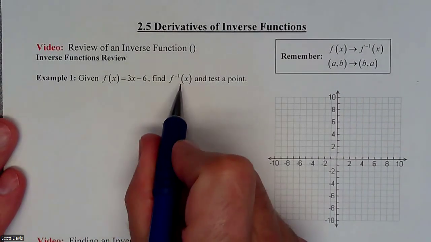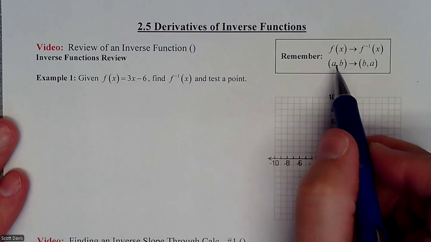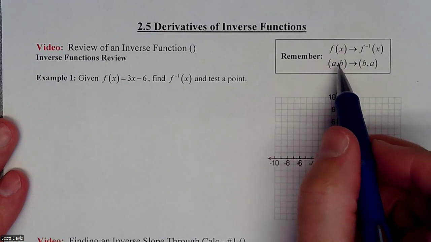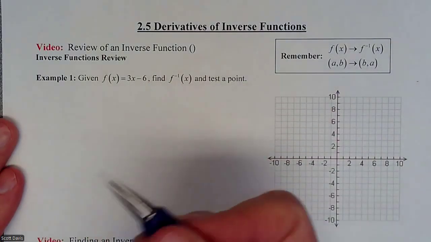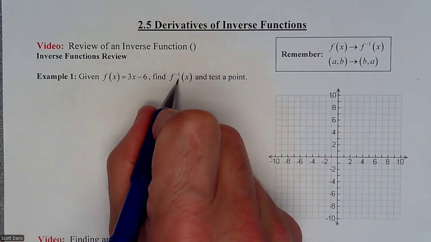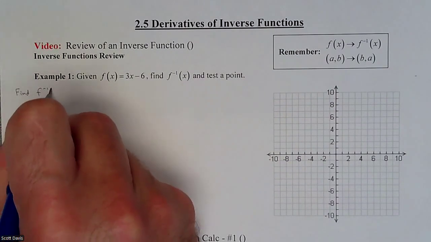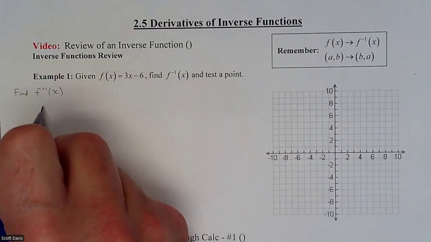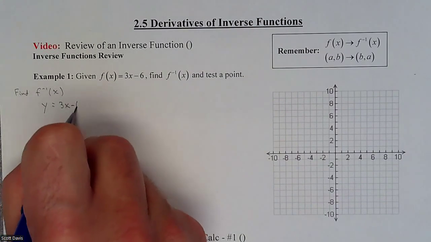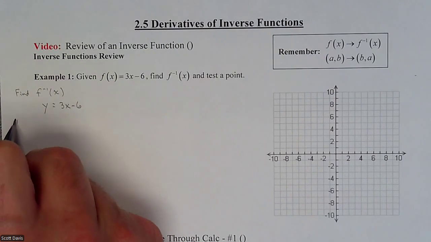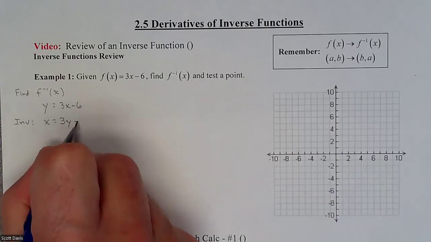This is our original equation and we want to find its inverse function. We remember that the whole main idea of an inverse is if you take any coordinate from an original function, the inverse is just going to be us switching the x's and y's. So if we're going to find the inverse equation, we're going to find f negative 1. We take our original equation and turn it into x's and y's, so 3x minus 6. And then I'm going to switch x and y. So our inverse is going to be x equals 3y minus 6.